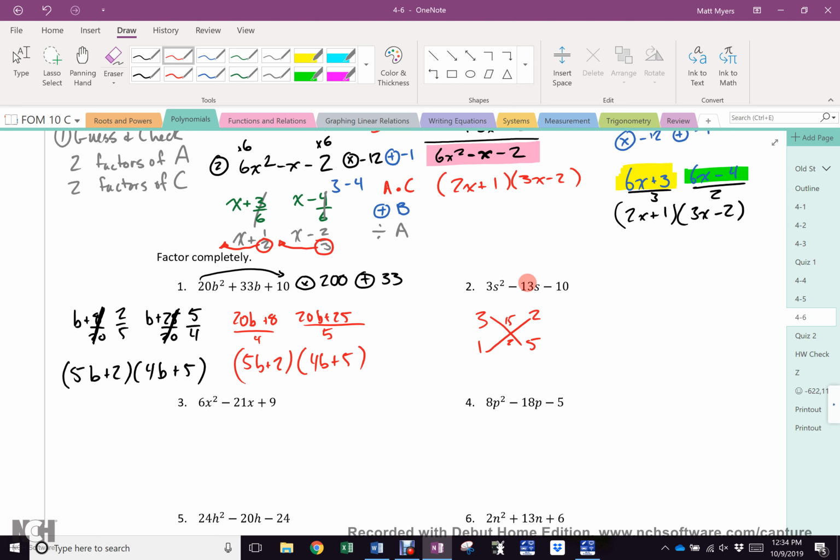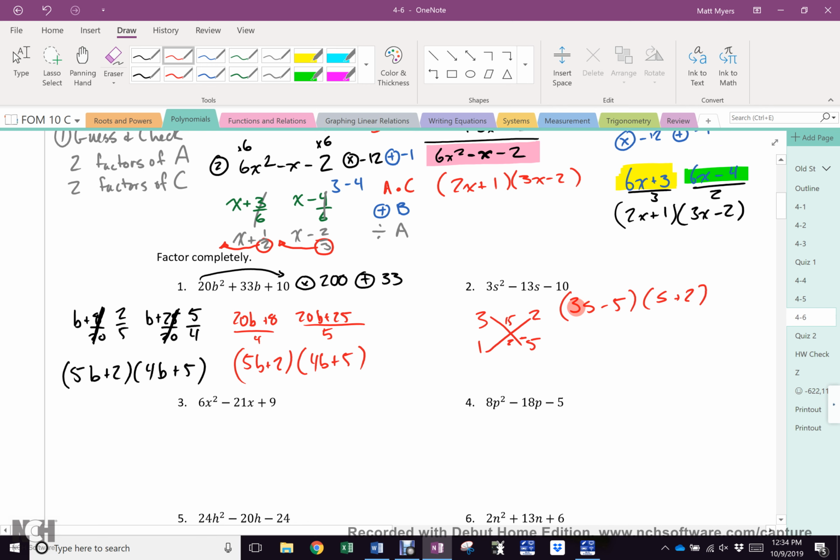Negative 15 plus 2, right? Okay, so what can I do with 3 and 5 to make that negative 15? Make something negative, right? Which one? If I make the 3 negative, then I would have a negative 3s squared at the front, wouldn't I? Because 1 would be negative, 1 would be positive. So if I make the 5 negative, now I get 3s, because we're using s instead of x, minus 5. And what's this one? What's this one? 1s minus 2? Plus 2.